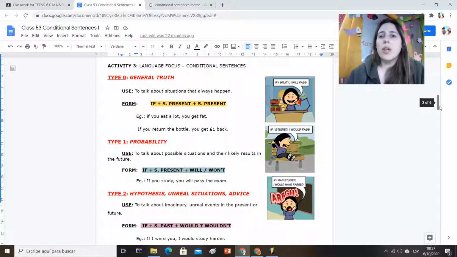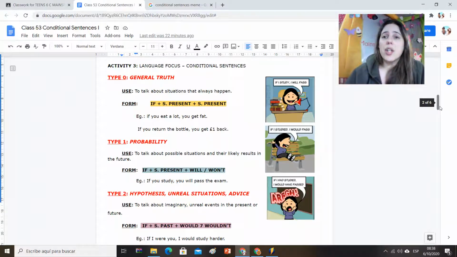When we talk about conditional sentences, we talk about types, okay? So we have type 0, type 1, type 2, type 3, and the mixed conditional. So let's start with type 0. In type 0, we talk about situations that always happen, yes? No matter who does the action. So we call it a general truth.